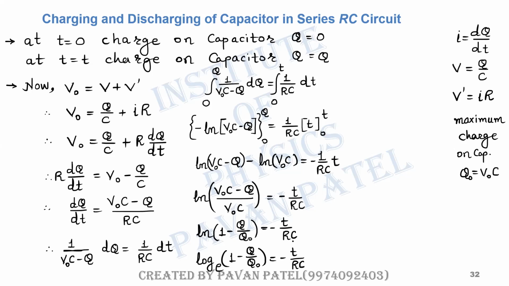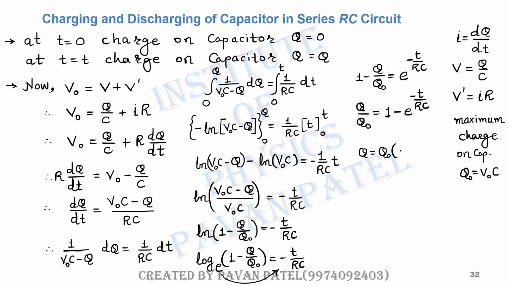So if I remove the log, then the term in front, minus t divided by RC, becomes e raised to it. This e goes to the base here. So it will be 1 minus q divided by Q0 is equal to e raised to minus t divided by RC. Therefore q divided by Q0 is 1 minus e raised to minus t divided by RC, right? And therefore q is equal to Q0 in brackets 1 minus e raised to minus t divided by RC. And this is the formula for the charge on the capacitor at any time t.